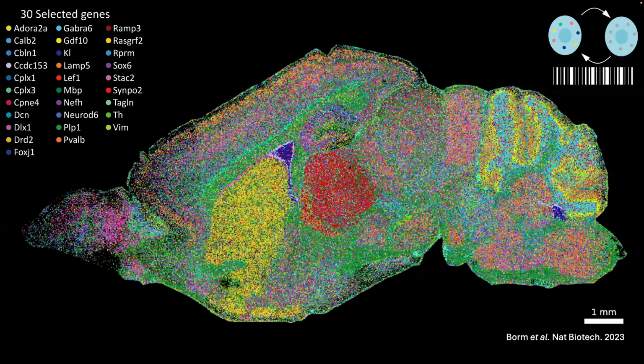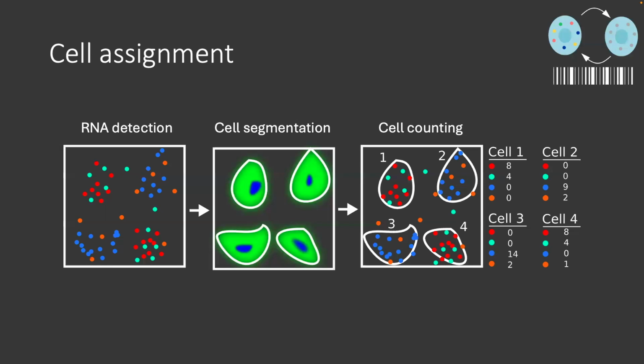Here's an example of this data set. Every dot here is a single molecule of RNA. In this experiment, we did 440 genes. I'm just showing you 30 here. And you see there's a big cloud of RNA molecules, and it looks nice, but to actually analyze this, many methods go through cell segmentation. So that's the next step.